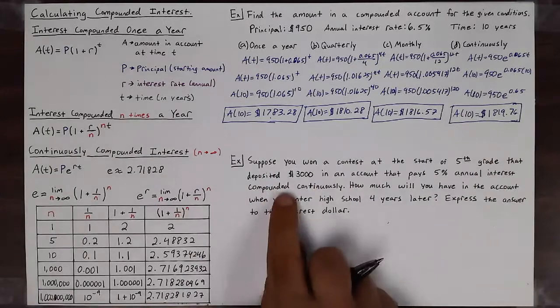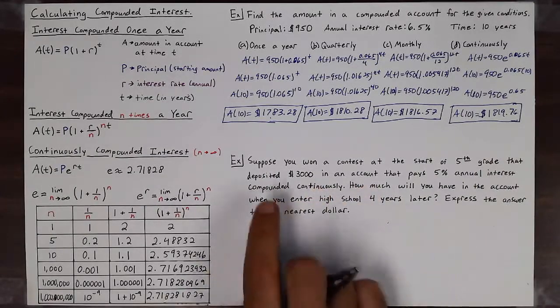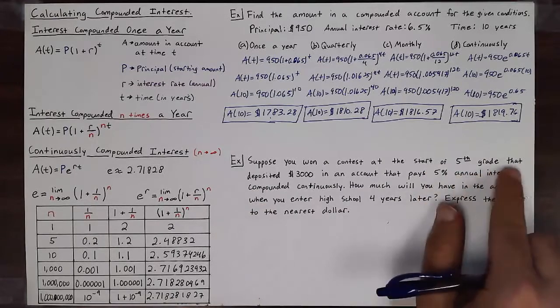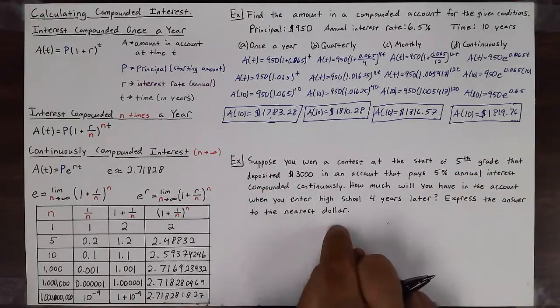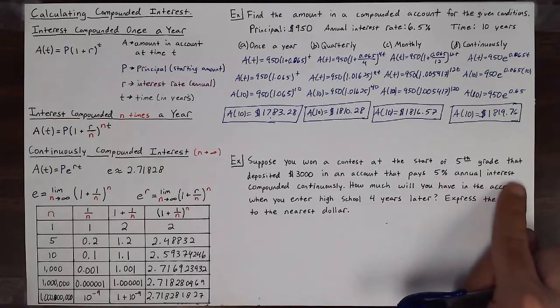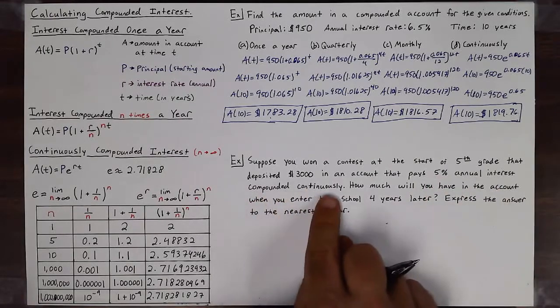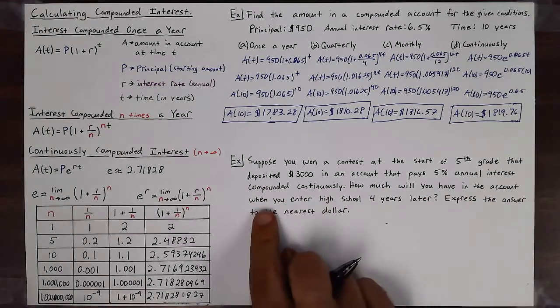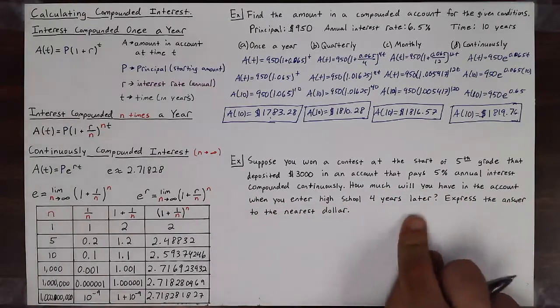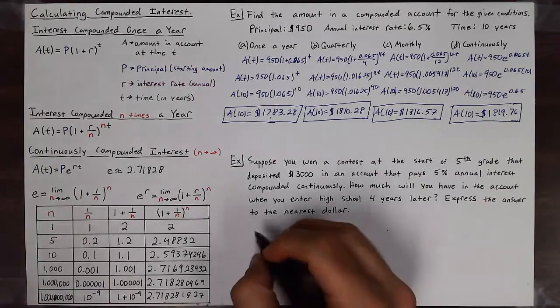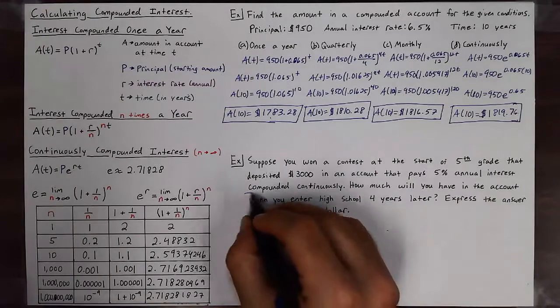So now let's put this into an application. Suppose you won a contest at the start of 5th grade that deposited $3,000 into an account that pays 5% annual interest, compounded continuously. How much will you have in the account when you enter high school 4 years later? So see how much money we make on it from its initial value.